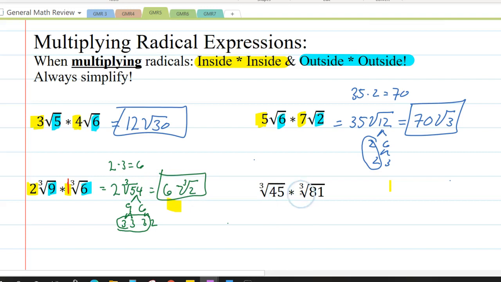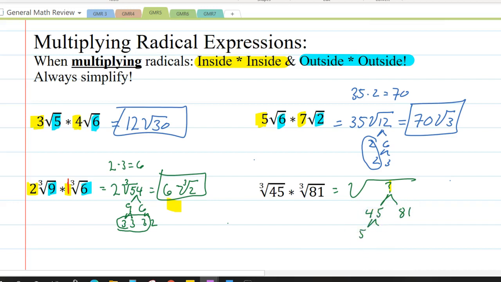Next, I have the cubed root of 45 times the cubed root of 81. Well, those are big numbers, and I don't want to spend the time to multiply them out. So I want to see if I can shrink these numbers. I know that in the end, I'm going to have some very large number that I'm going to break up into 2 pieces. So I'm going to start by breaking them up. Do I know what that number is? Don't know. Don't really care, because I'm going to break them up into 45 and 81.